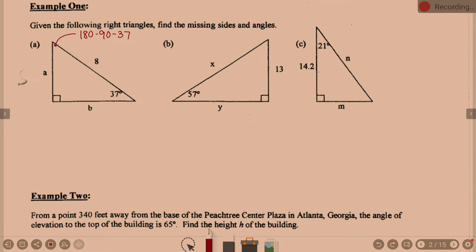So if we do 180 and we subtract 90 and 37, what do we end up with? 53. Okay. And you could also have done the 90 plus 37 is 127. 180 minus 127 is 53.